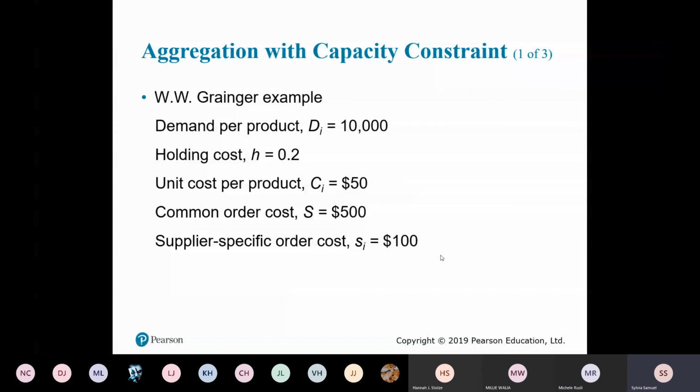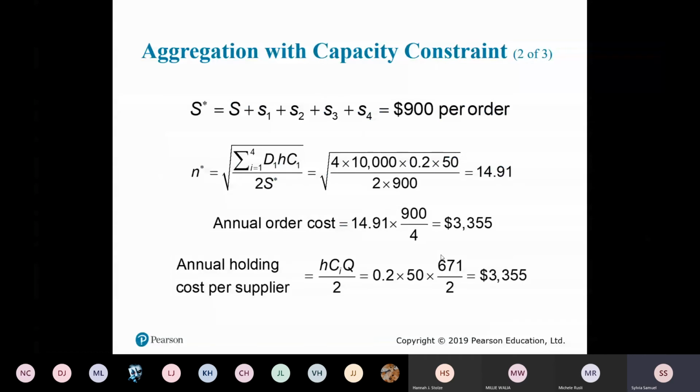You can use your textbook, page 293. That is the question, and now we get to the formula. We need to use a calculator for the square root. So I repeat again: 4 times 10,000, where the 10,000 is the demand, and then 0.2, the holding cost, 20%, and then 50, the cost, divided by 2 times 900. So we get the total order frequency 14.91.